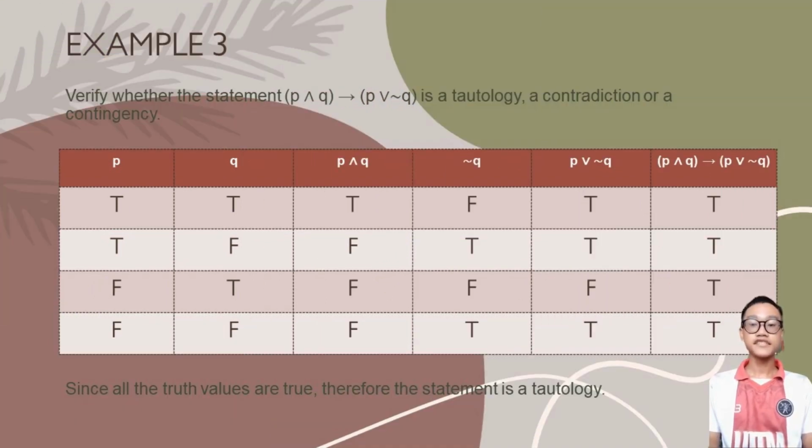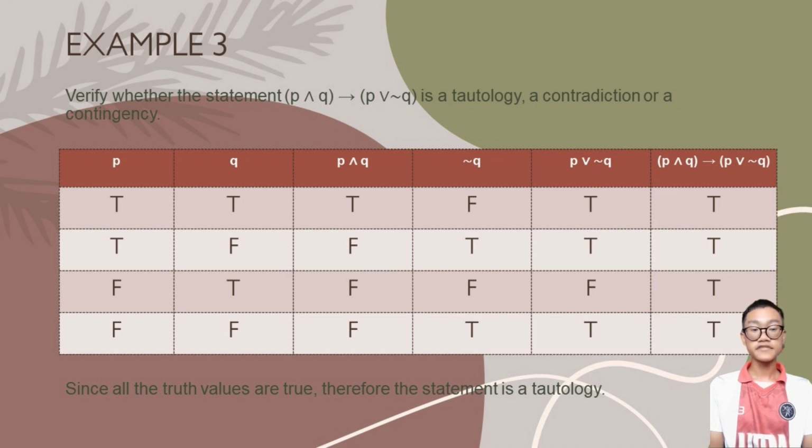And lastly, example 3. The question is, verify whether the statement P and Q implies P or not Q is a tautology, a contradiction, or a contingency. By using truth tables, firstly, the truth value of P is true, true, false, false, and the truth value of Q is true, false, true, false. And then we check the truth value of P and Q first.